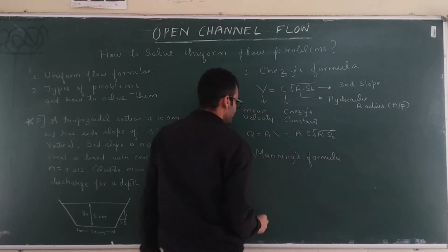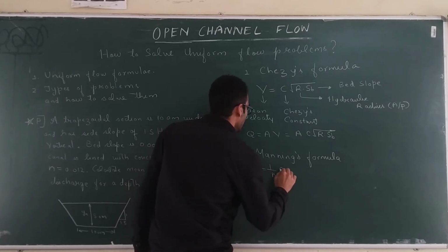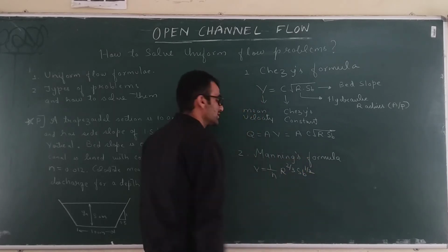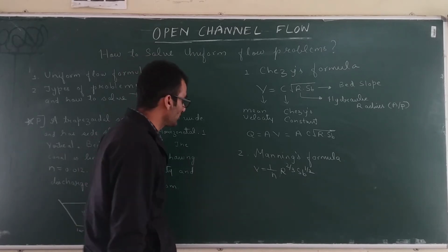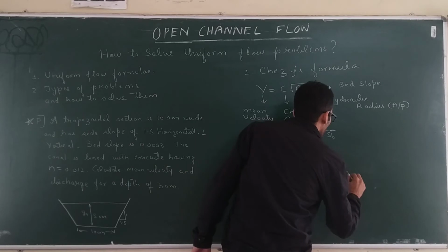Manning's formula states that V is 1 by N R to the power 2 by 3 SB to the power 1 by 2. Very simple formula and very famous. Mostly we will be using Manning's formula only. Again here N is the Manning's constant.